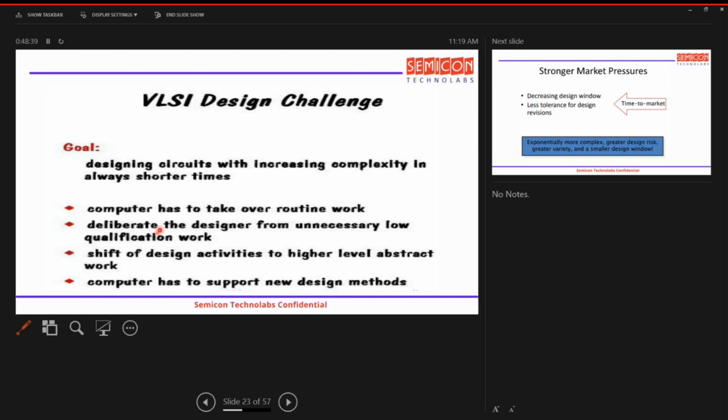Okay, so the computer has to take over routine work and liberate the designer from unnecessary low qualification work, shifting design activities to higher level abstract work, right? And the computer has to support new design methods. We need to take advantage of artificial intelligence and machine learning technologies in order to reduce the schedule, and to deliver the chip to market as soon as possible.